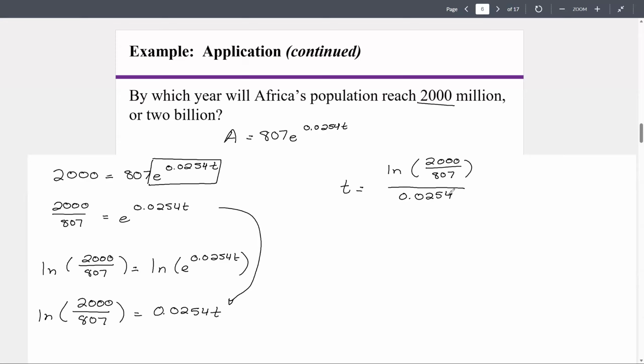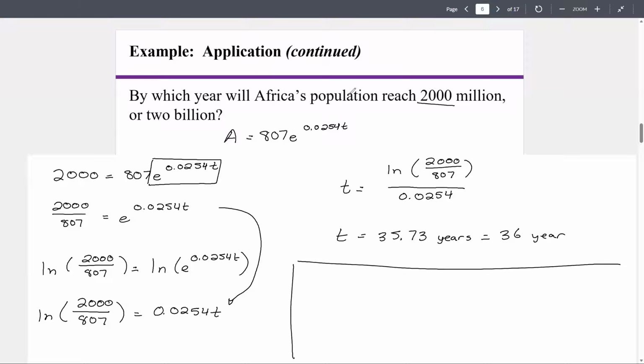I have to do it one more time: natural log of 2,000 divided by 807, divided by 0.0254. So we're going to get 35.73 years. If I'm at 35, I haven't quite reached 2 billion, so I'm going to round it up and say 36 years.